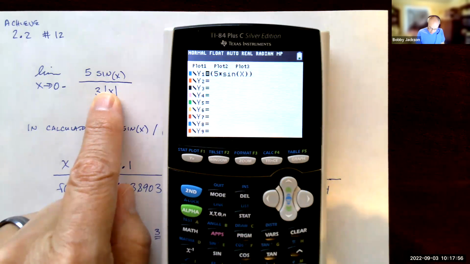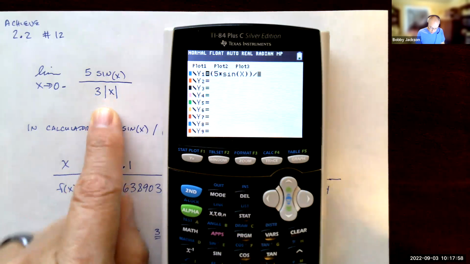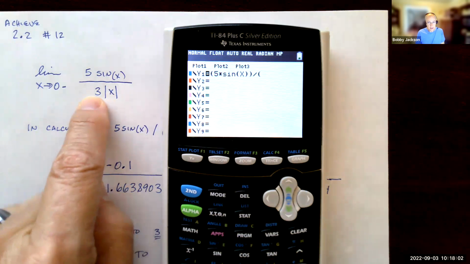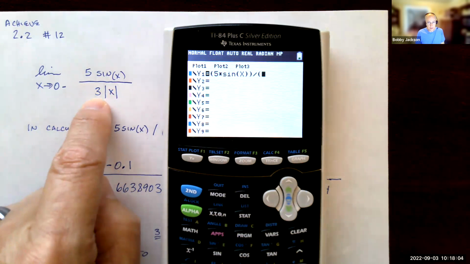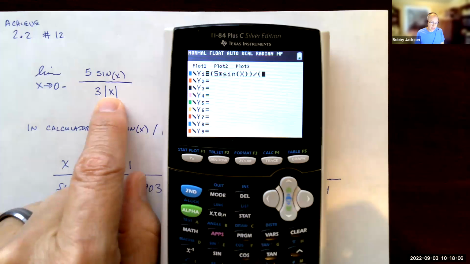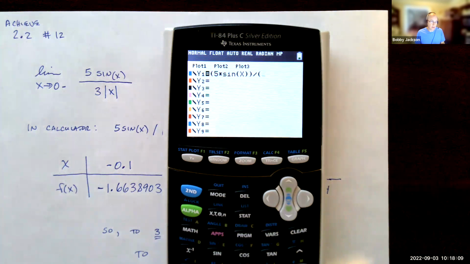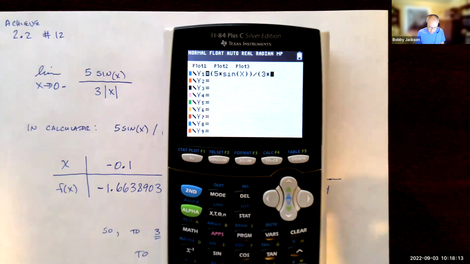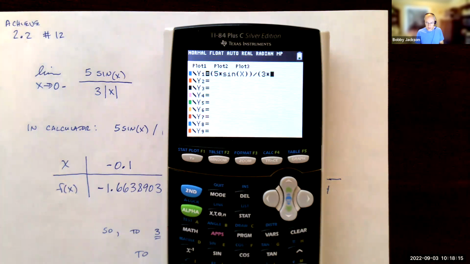So there's our numerator divided by, and then I need to put the denominator in parentheses. I do have to do that because if it's going left to right, it would divide by 3 and then multiply by the absolute value of x, and you want it to divide by 3 times the absolute value of x. So 3 times, now how do we do the absolute value of x in the calculator?